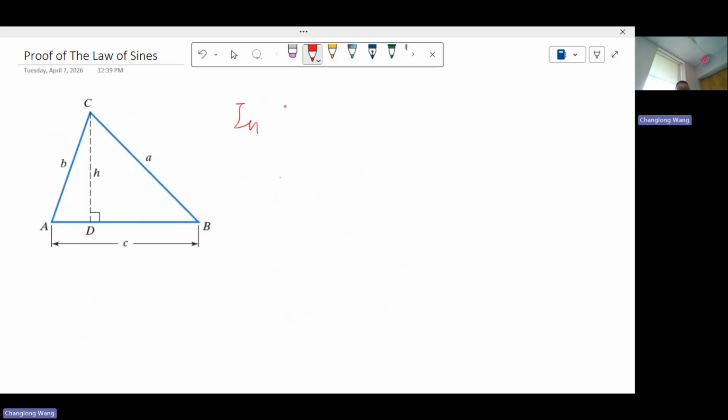Let's say in the triangle CDB. Okay, so take a look at the vertices. CDB. That's a right triangle, right? How do I compute the height h? Using the sine function. So I'll write down something that you tell me if it makes sense. It will be A times sine B, right?